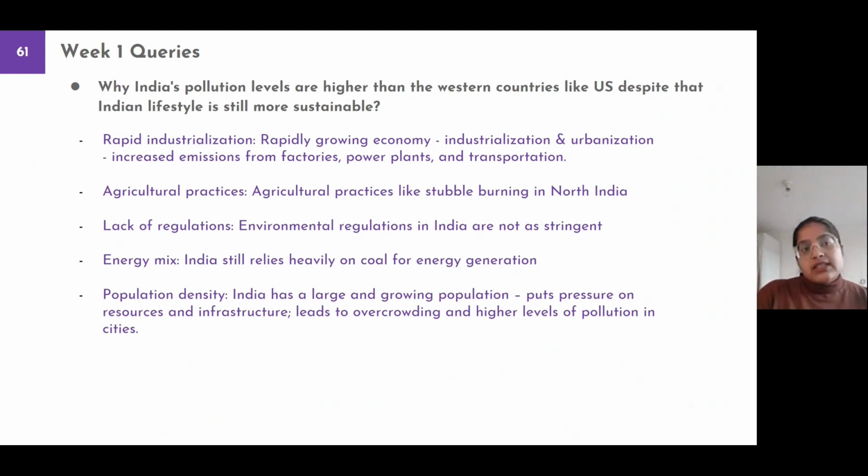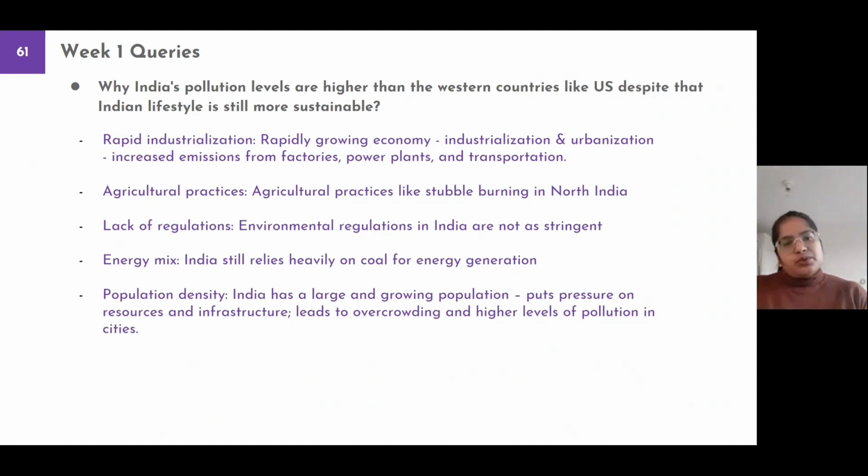Also, the energy mix in India is still dependent on non-renewable sources such as coal for energy generation, especially in rural areas where we still burn coal, we burn firewood, which adds to emissions and pollution levels in the country. Also, the population density in India is quite high, and we are a growing population, which puts pressure on resources and infrastructure, which leads to overcrowding conditions and high levels of pollution in the cities.